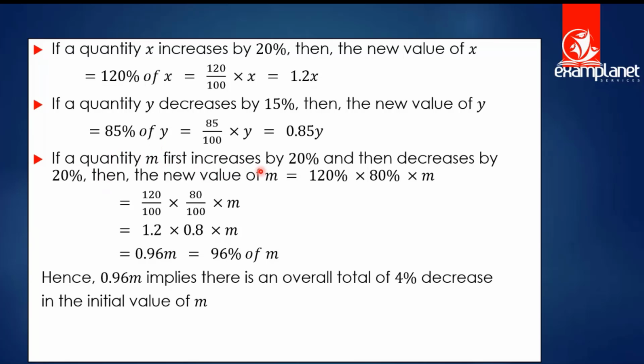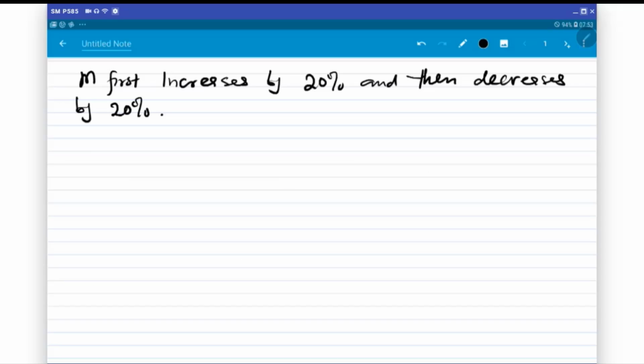Quantity m increases by 20% first. So if it increases by 20%, the initial value is m, that's 100% on its own. Now, if it increases by 20%, then it becomes 120%, so that means 120% of m. And then it decreases by 20%. Decreasing it by 20% means now you are going to have 100% minus 20%, giving us 80%. Okay, let me make it clearer so that you can understand what we are doing here. So the first statement: increased by 20%.